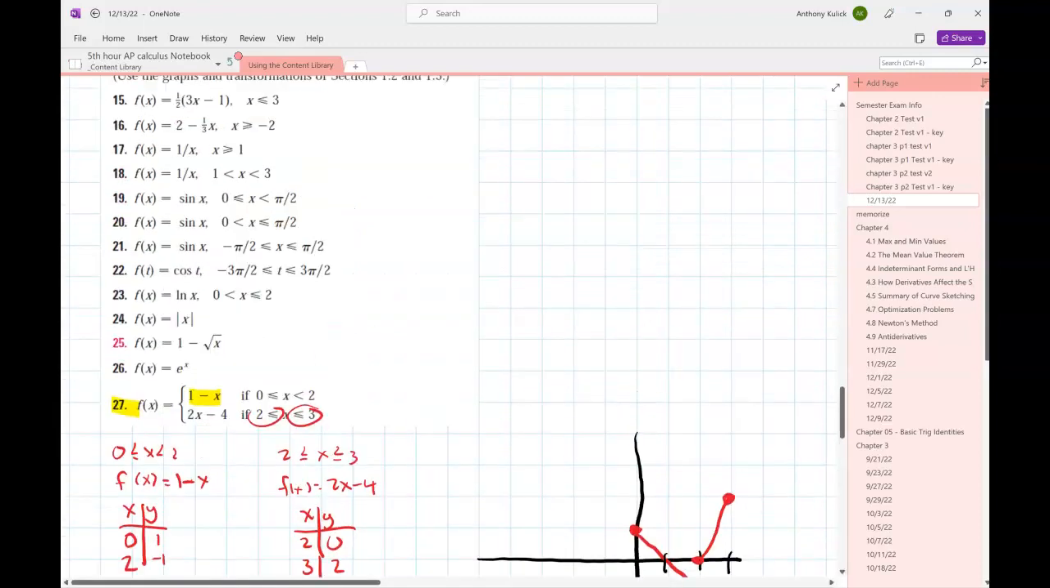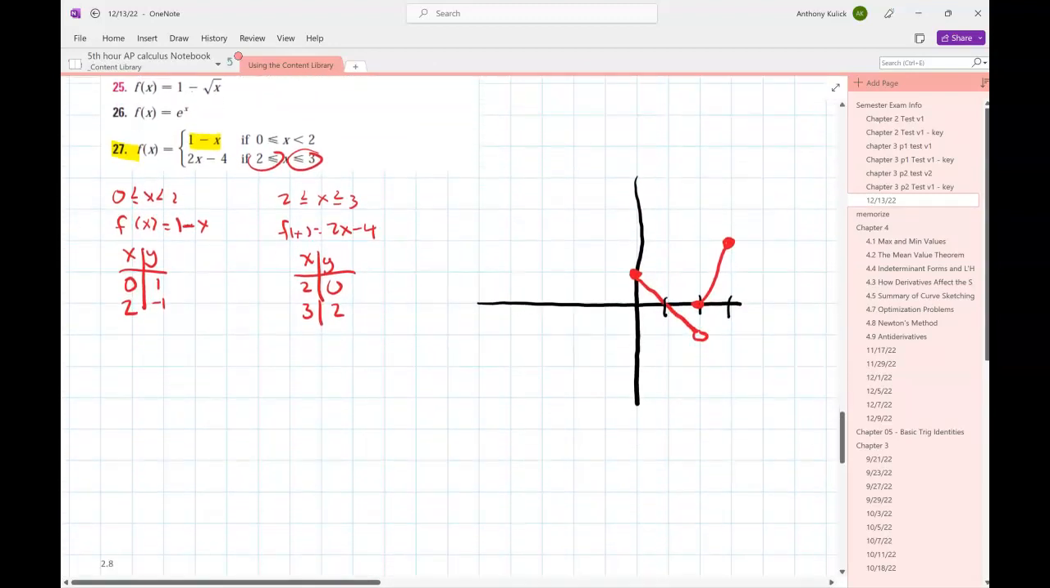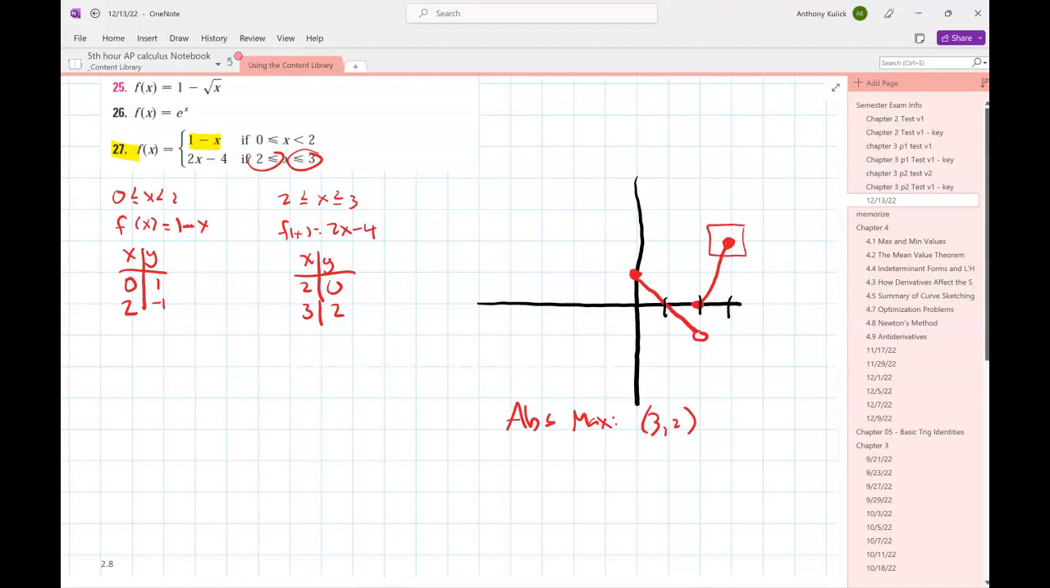So we were asked to find the absolute and local maxes and mins. All right, so my absolute max is easy. That's (3, 2). That's the highest point on the graph anywhere. My absolute minimum does not exist.